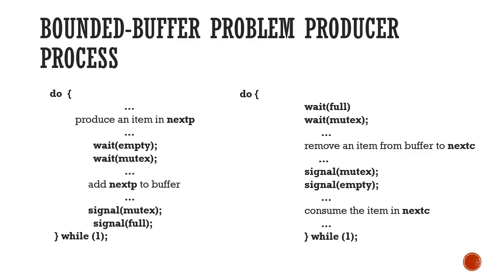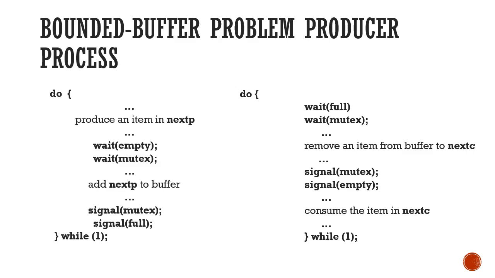Producer process. Produce an item. The producer first generates an item, next, that it will place in the buffer. Wait. Empty. The producer waits until there is space in the buffer. The empty semaphore ensures the producer doesn't add items when the buffer is full. Wait. Mutex. The mutex semaphore ensures mutual exclusion, meaning only one producer or consumer can access the shared buffer at a time. Add to buffer.